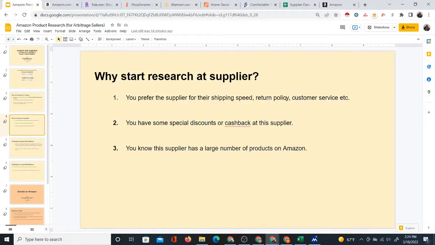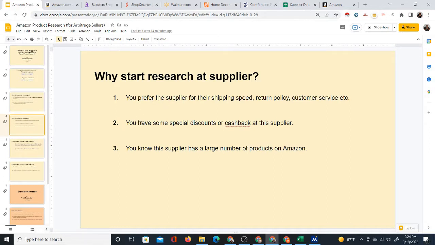But also the return policy as well, because then that gives you the ability to return products that you are unable to sell or damaged, or whatever the situation might be, right? So for that reason, we might prefer a particular supplier.